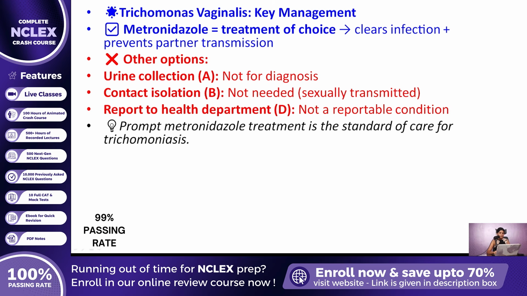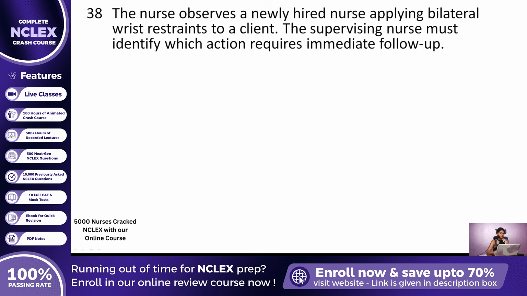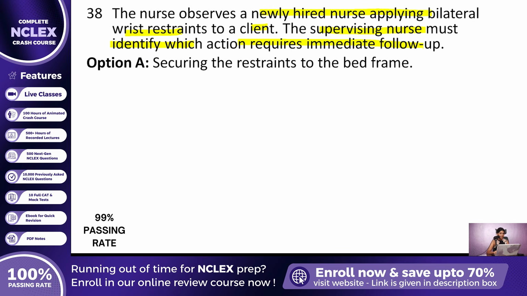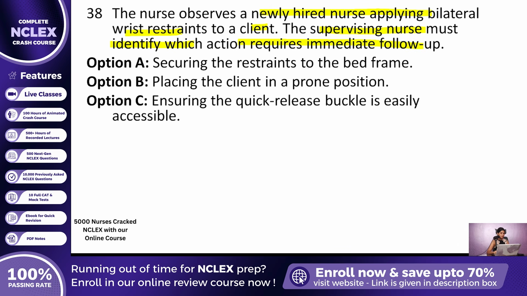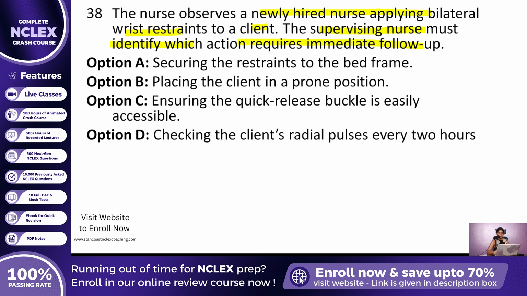Question 38. Let us now review proper restraint use. The nurse observes a newly hired nurse applying bilateral wrist restraints to a client. The supervising nurse must identify which action requires immediate follow-up. The options are Option A, securing the restraints to the bed frame. Option B, placing the client in a prone position. Option C, ensuring the quick-release buckle is easily accessible. Option D, checking the client's radial pulses every 2 hours. The correct answer is Option B, placing the client in a prone position.